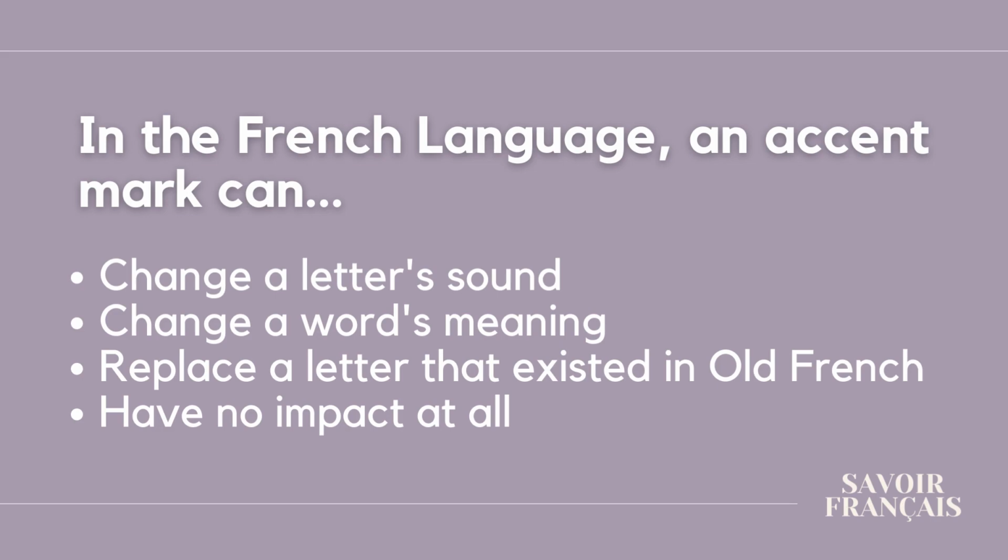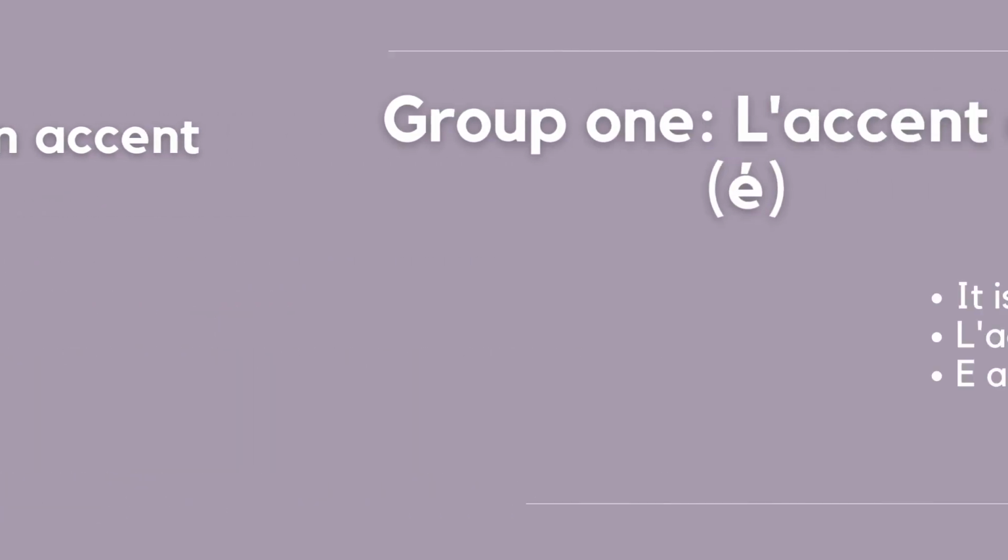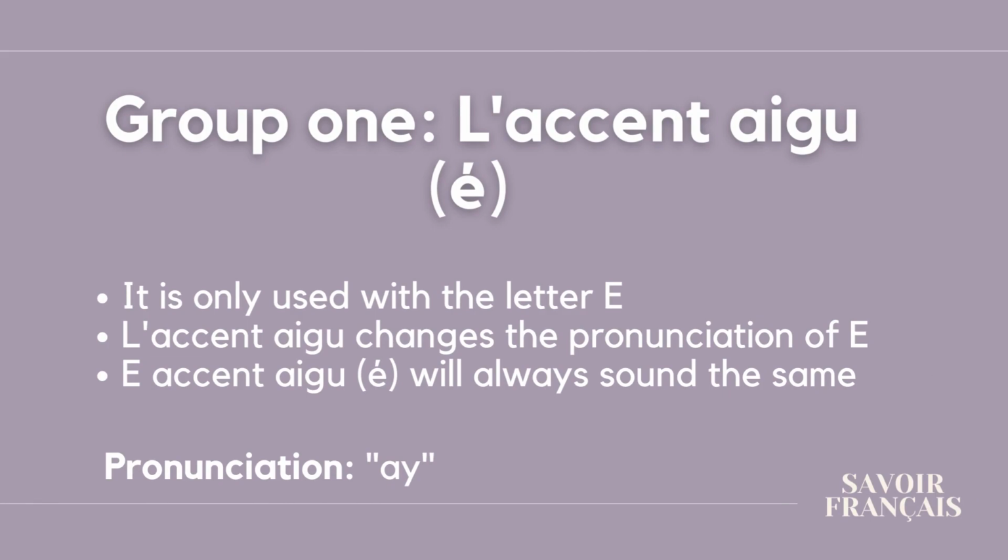Let's look at the 5 groups of accent marks. The first group is the acute accent, l'accent aigu. L'accent aigu is only used with the letter E, and it changes its pronunciation. One thing to keep in mind is that the E accent aigu will always sound the same no matter where it is placed. The pronunciation of E accent aigu is é.